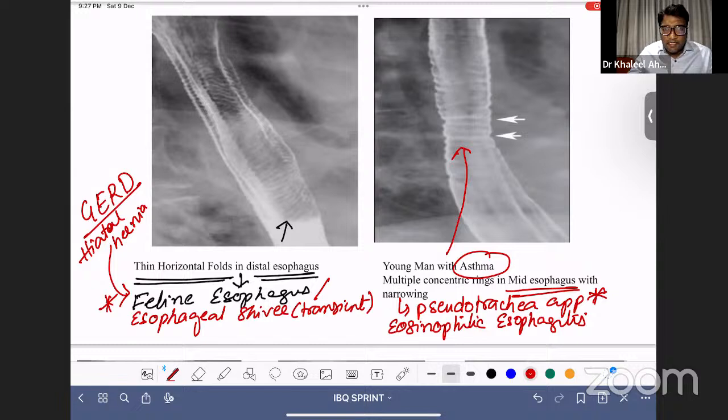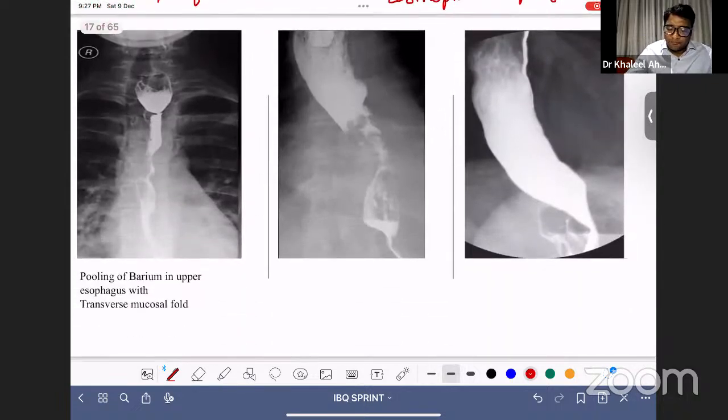Once again, feline esophagus is transient mucosal folds that occur in the distal esophagus. They come and go away. That is esophageal shiver that happens because of the reflux. So gastroesophageal reflux disease produces feline esophagus. In eosinophilic esophagitis, people will have a history of atopy, asthma, and you get a constricted area in the mid esophagus, giving concentric rings, the pseudotrachea appearance. That is eosinophilic esophagitis. Okay, let's come to the next one.